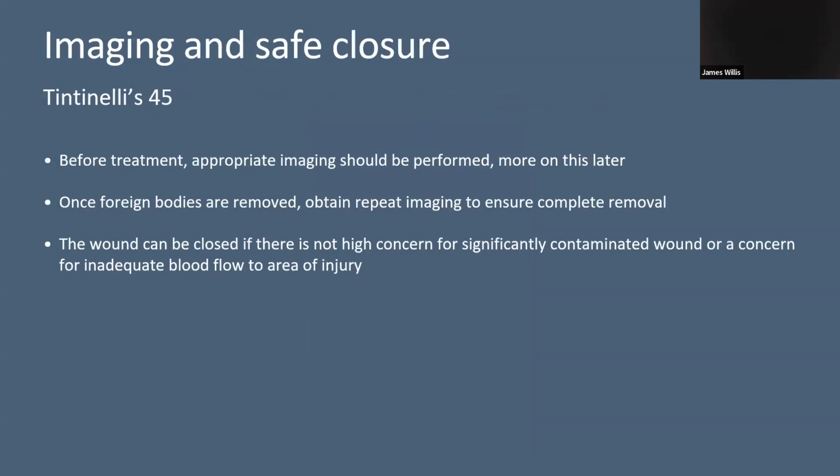So imaging and safe closure are the cornerstones of this. Before we provide any treatment or resolution for these foreign bodies, the appropriate imaging should be obtained. We'll get into a little bit later in terms of modality, but imaging is the first step. Once the foreign bodies are removed, then you want a repeat image. The initial imaging can show you where things are, if it's near any important structures. We want to re-image afterwards to see, did we actually get everything we were concerned about out of the tissue? So re-imaging is important.